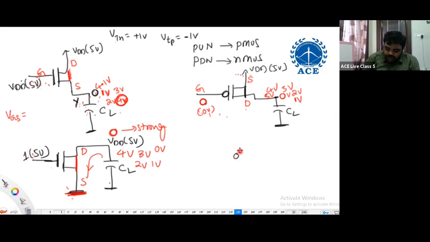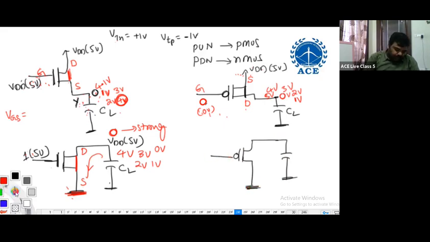Similarly, if I use a P-channel MOSFET in the pull-down network, understand correctly. What do you mean by pull-down? Already the output node is at logic 1, 5 volts. So now I'm using it in discharging. In discharging, the output load capacitance is discharging.